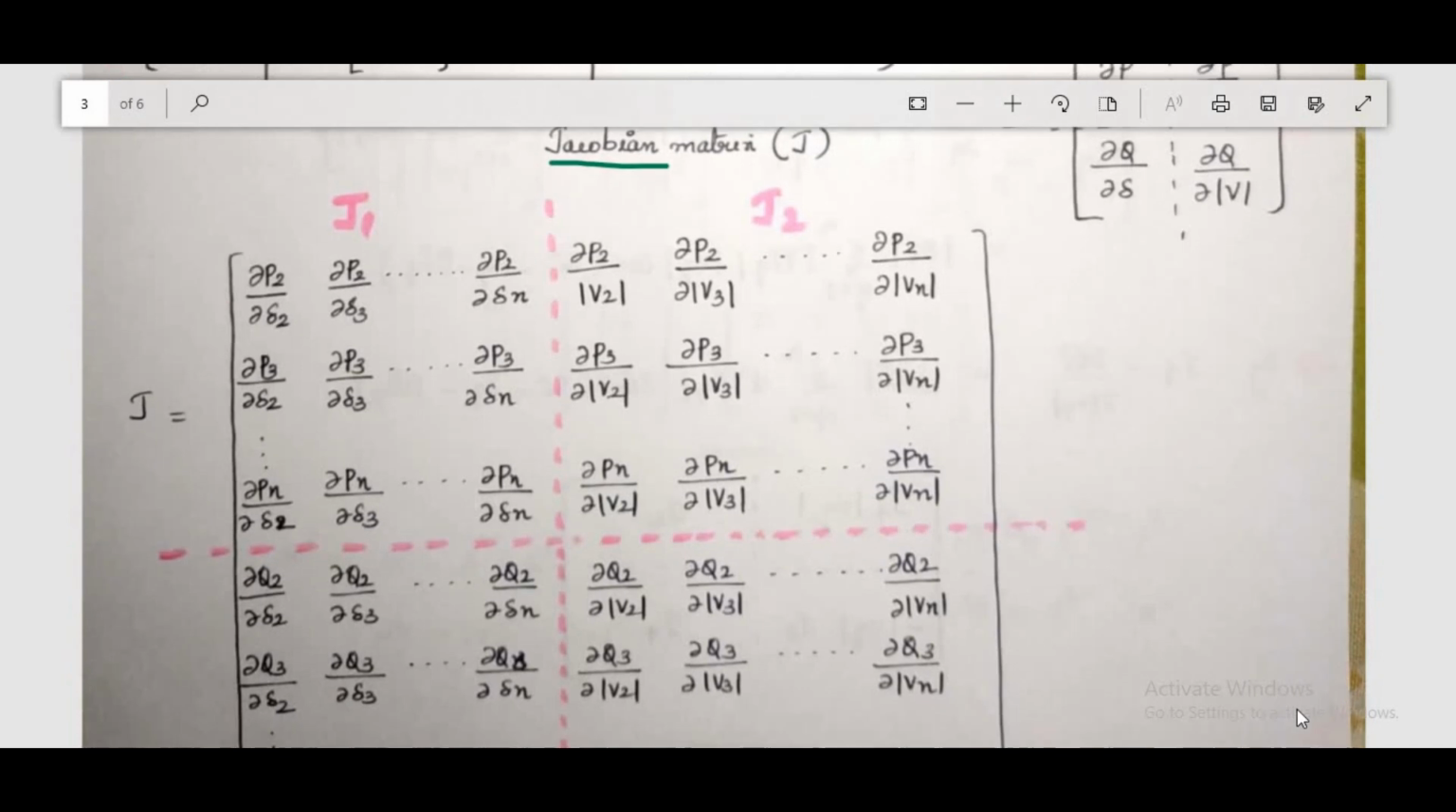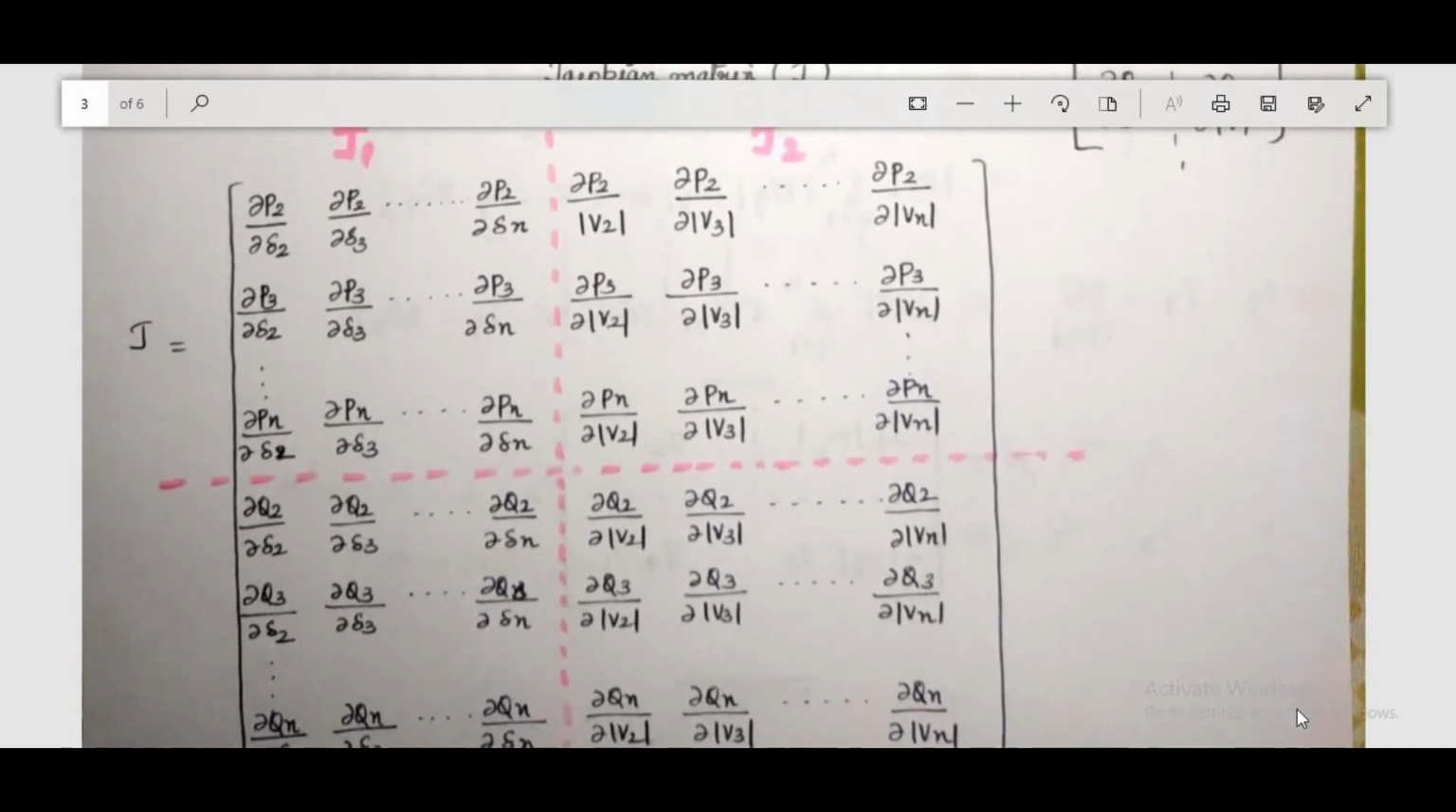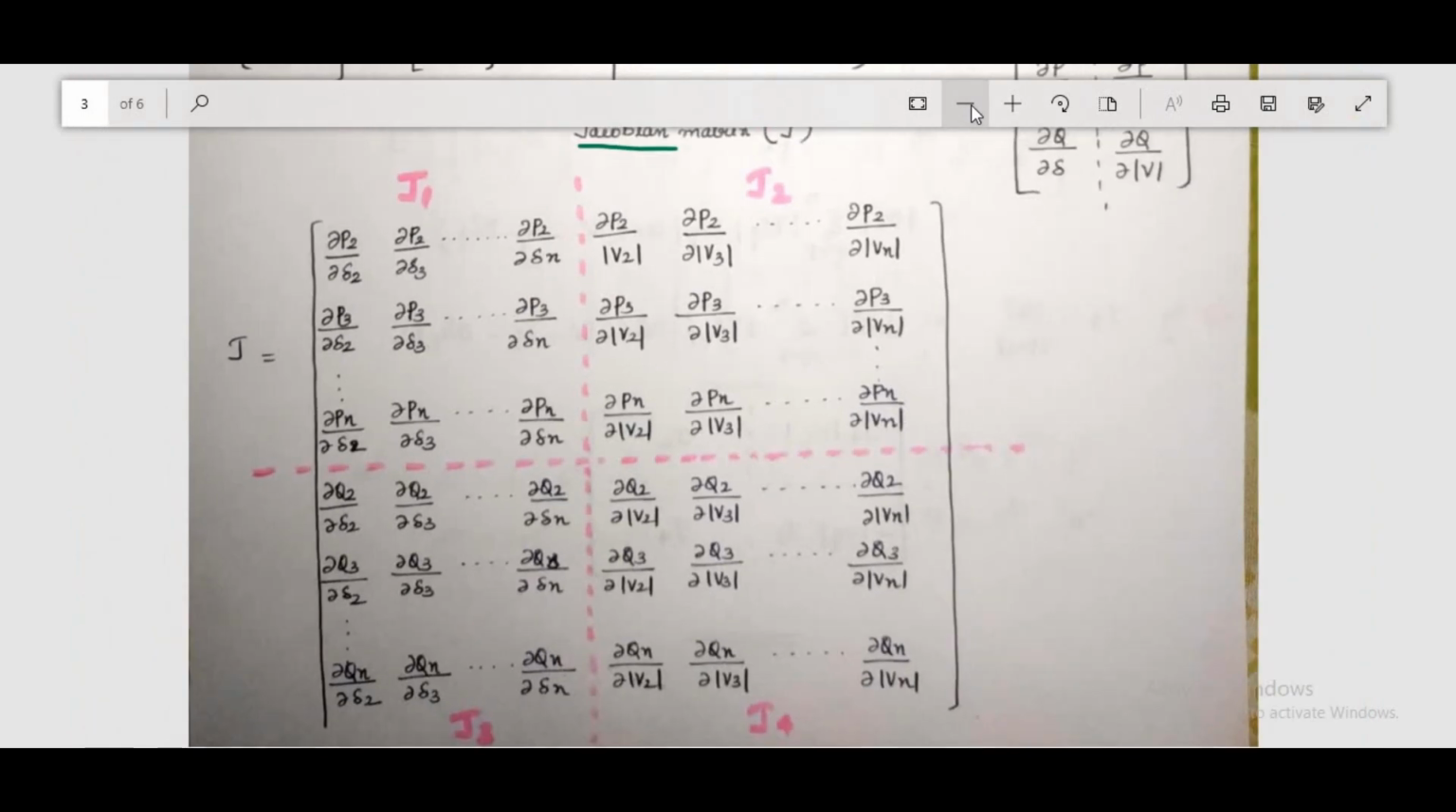Now we are going to write our Jacobian, our very big Jacobian matrix. In our particular case, we have assumed that we have n number of buses. So, starting from the second bus, how many functions of active power do we have? We'll be having P2, P3, etc.